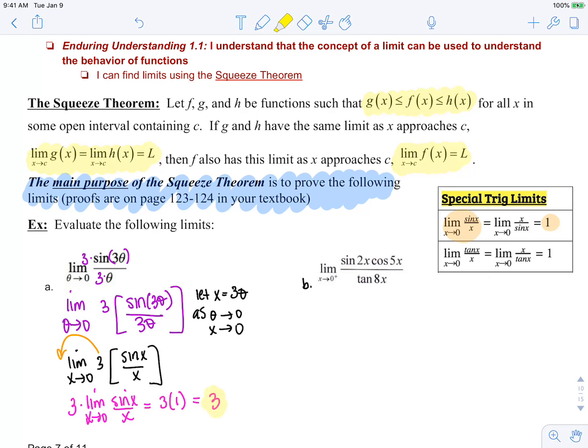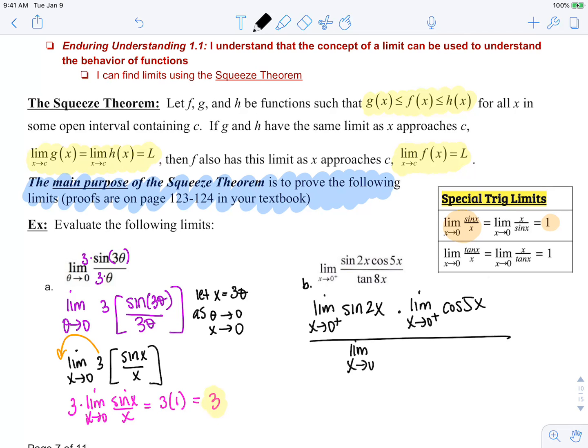So now let's continue on to part B. This is a more elaborate problem. We've got a few limits going on. I see we have the multiplication and division. So what I can do is first look at this as kind of 3 different limits. Limit as x approaches 0 from the right of sine 2x multiplied by the limit as x approaches 0 from the right of cosine 5x divided by the limit as x approaches 0 from the right of tangent 8x.